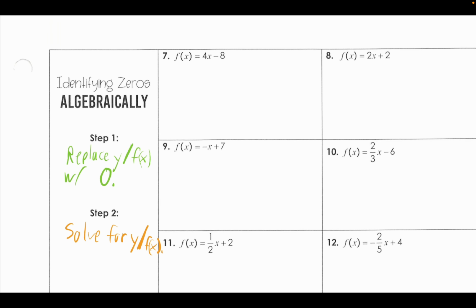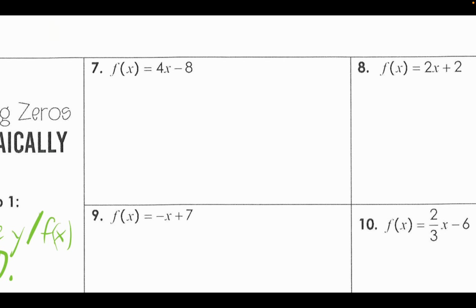So on number 7 here, we're going to replace this with 0 and do 0 equals 4x minus 8. The reason we're able to do that is because we said it has to cross the x-axis. In order for it to cross the x-axis, the y or f of x value has to be 0. So we make it 0 and then solve our equation. I'm going to add 8 to each side, and I get 8 equals 4x. Now I'm going to divide both sides by 4, and I get x equals 2.